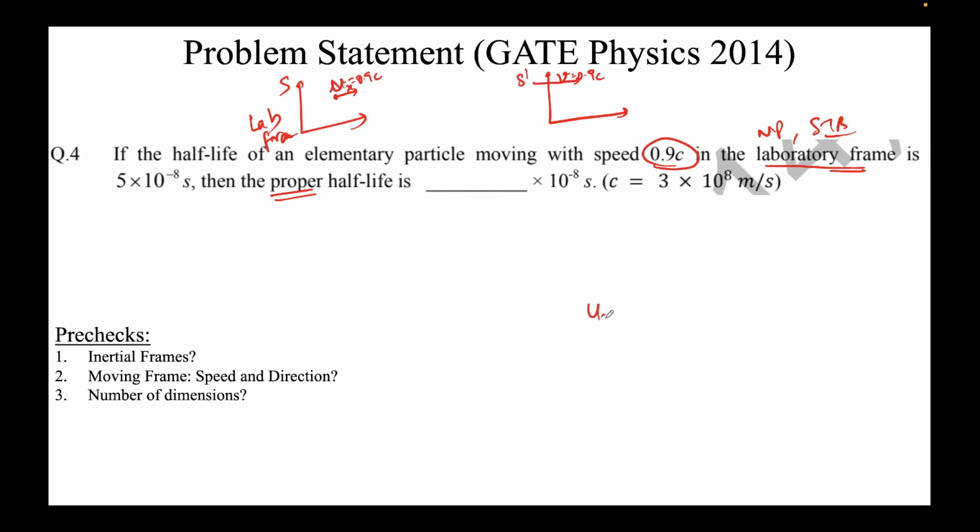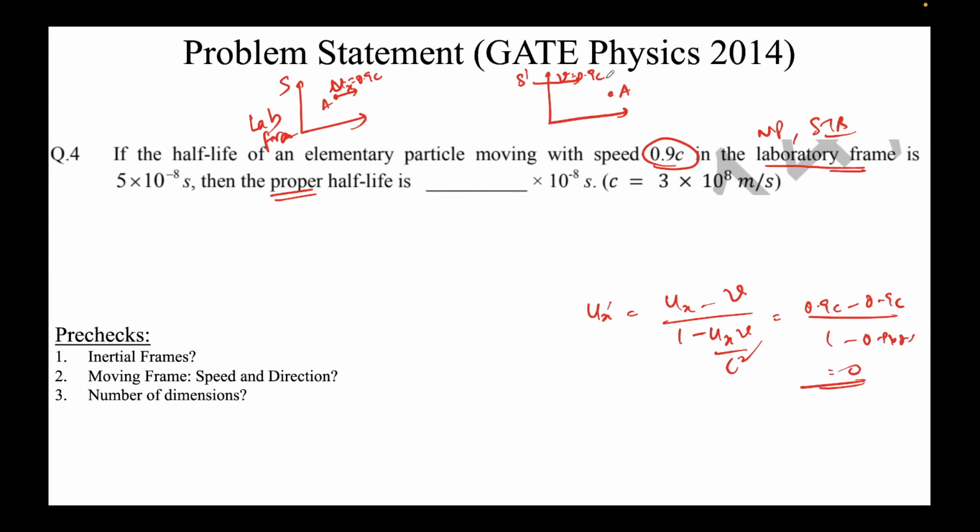How? Let's see. Let's measure the velocity of this particle A in this frame. ux prime would be ux minus v over 1 minus ux v over c square. ux is 0.9c minus 0.9c over 1 minus 0.9 into 0.9. So this will come out to be 0. This means this is the rest frame for this particle A. So we are sitting on the particle here.